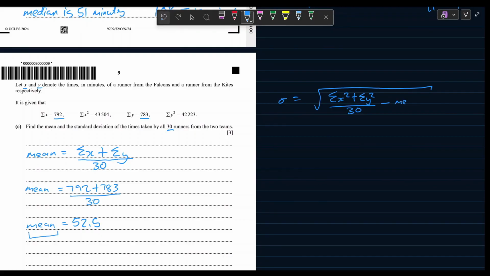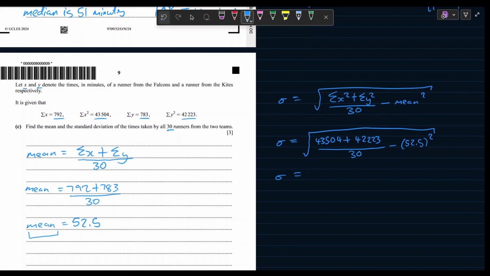So minus, I'll just write it as mean squared. Okay, so that sigma is equal to the square root of the summation of x squared, which is 43,504, plus the summation of y squared, that's 42,223, over the total number of runners, minus our mean squared, 52.5 squared.